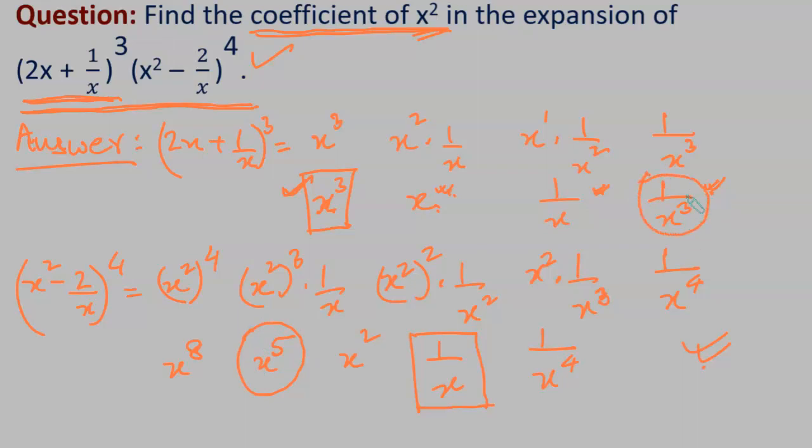Okay. So now we have got the two pairs. This is the first term. This is the fourth term. And this is the second term. And this is the fourth term. Okay. So now that we know the term numbers, it is very easy to get the coefficients and the entire term. Okay.